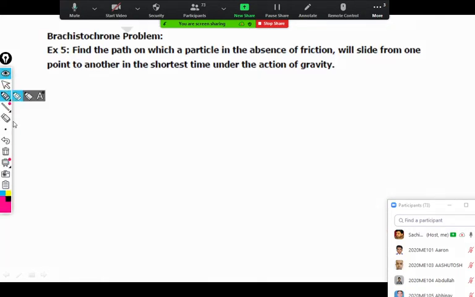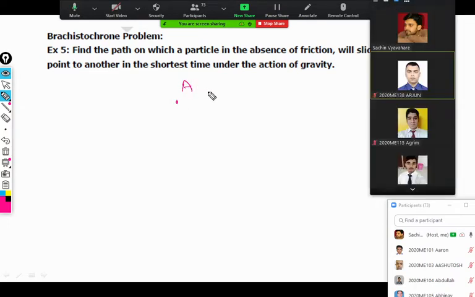Now this is the third and the last standard, or particular example, which is known as the Brachistochrone problem. The statement of the problem is like this. Suppose we have some point, let me take the point as A. There is another point in the plane, I will say the point B, not exactly below it. Point A and point B are there.